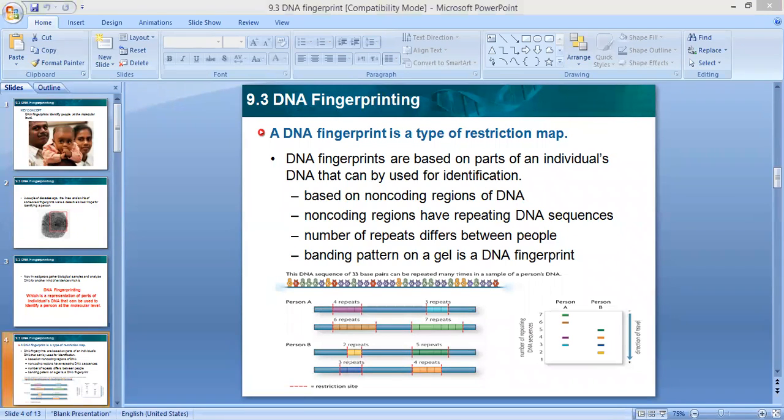No one? Miss, is it yes? The location? The restriction map, is it the location? Then what is the location? The restriction enzymes?